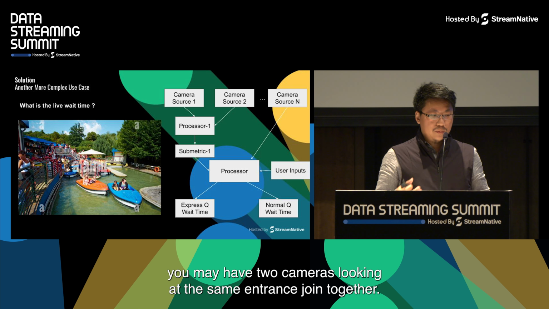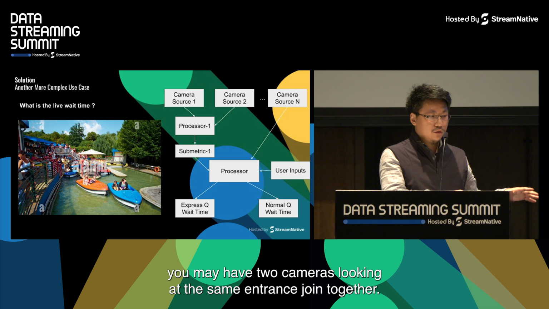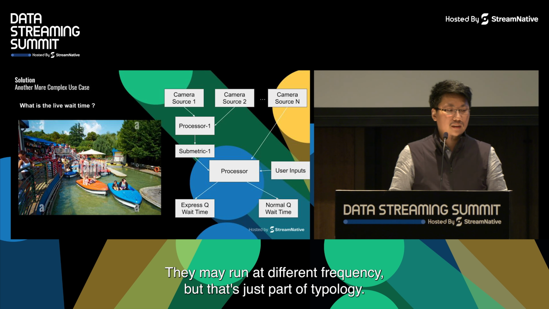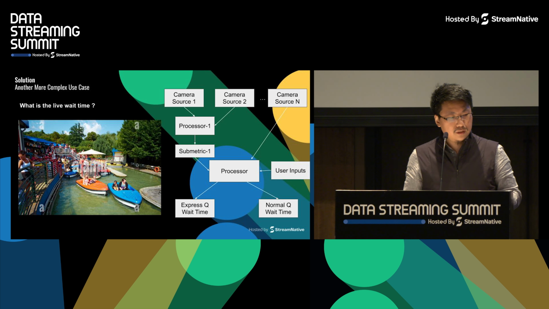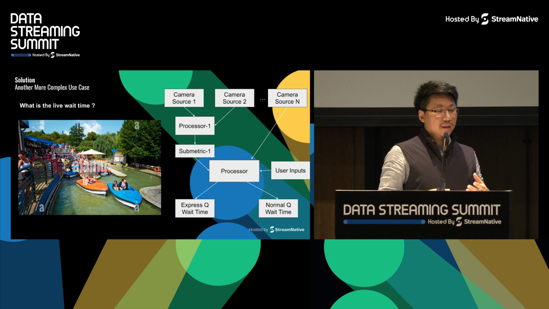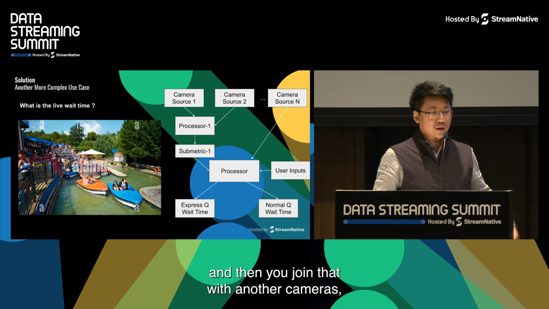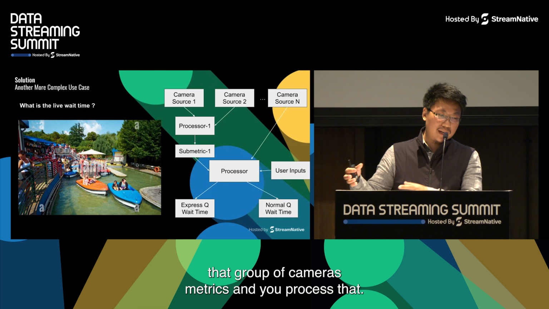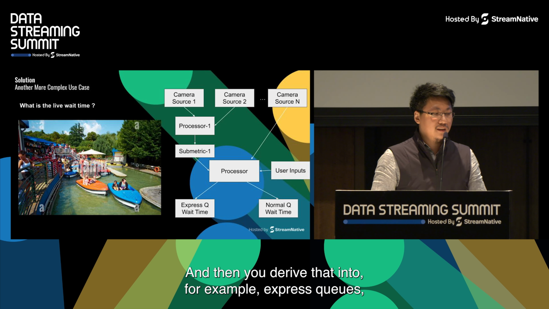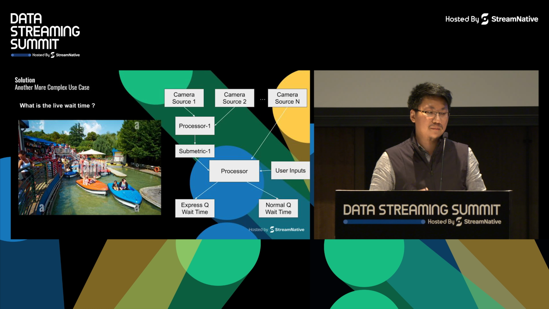For example, you may have two cameras looking at the same entrance, joined together. They may run at different frequencies, but that's just part of the topology. You join them to calculate some sub-metrics, and then you join that with another group of camera metrics, and you process that, and then you derive that into, for example, express queue wait time and normal queue wait time.